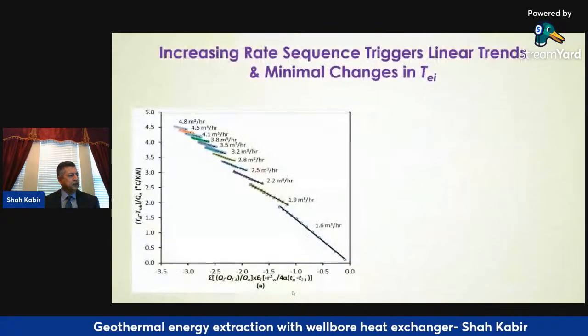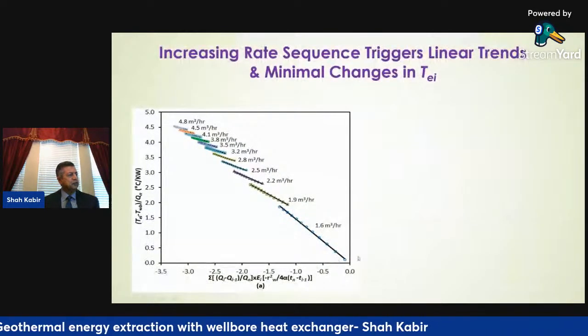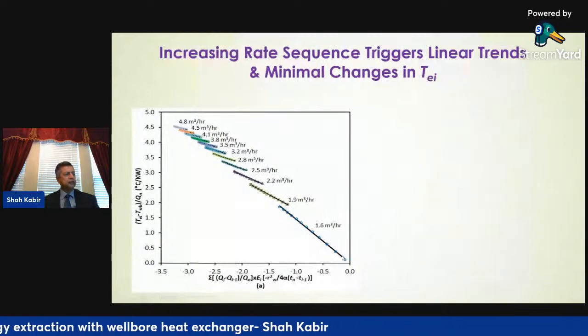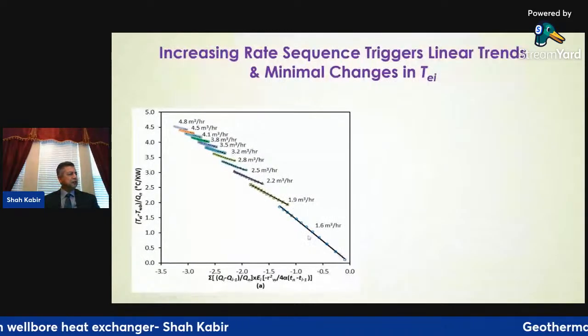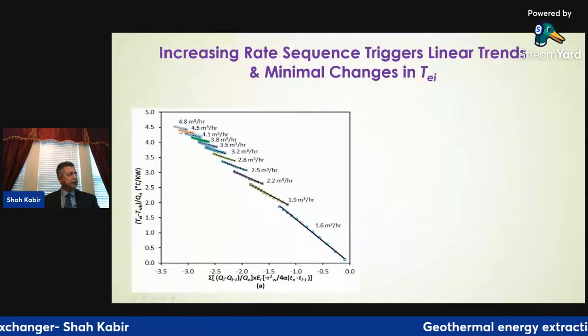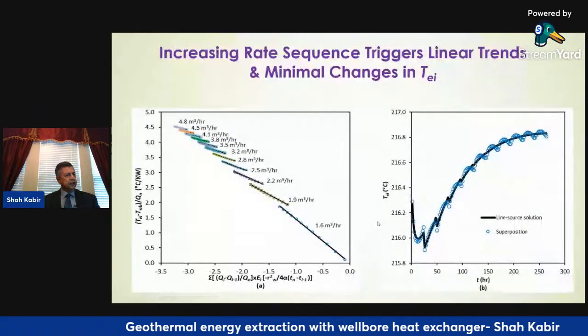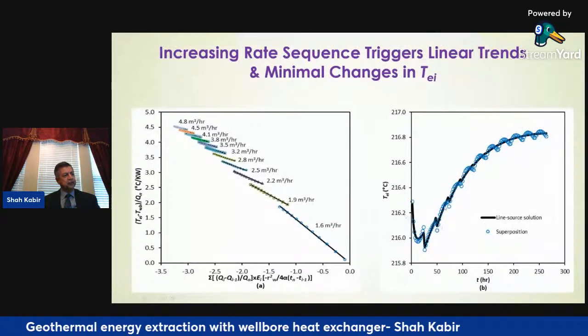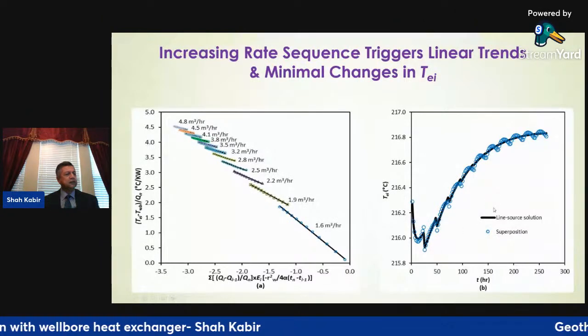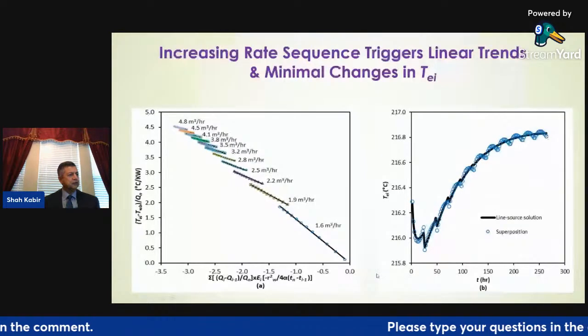So we did the simple analytical solution, analogous to what we do in pressure transient analysis, and we were able to generate, for each case, everything on a straight line as expected. And so it's the line search solution in black, and the superposition is in blue. So we got very good one-to-one correspondence of the two.